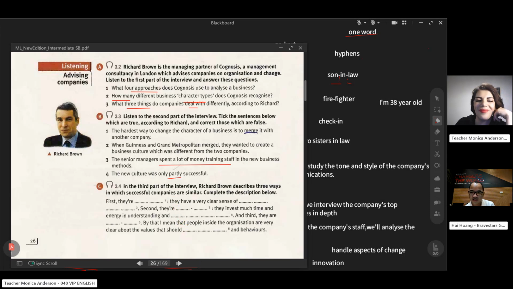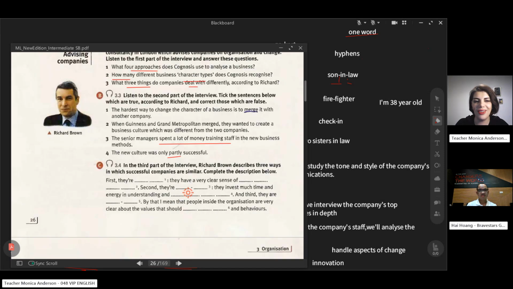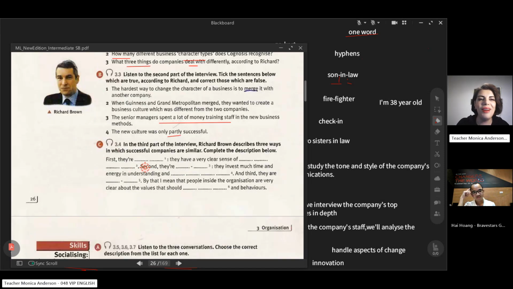I didn't hear "partly." Okay, listen again. This created a completely new culture, which has been hugely successful. Hugely successful, not partly. So this is false. Okay, well, keep going.